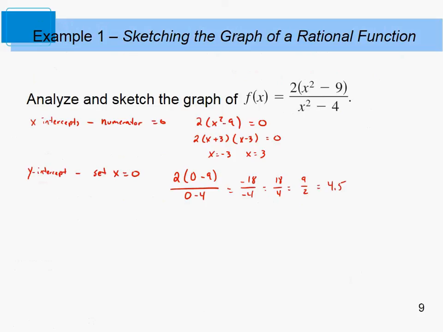Okay. Now, vertical asymptotes. Here we don't have any radicals, which doesn't matter because that's the domain and range, but for vertical asymptotes, all we care about is places where the denominator goes to 0. So now is when we're going to set the denominator equal to 0. So we do x squared minus 4 equals 0, and that factors as what? Not squared. So that gives us x equals negative 2 and x equals positive 2.